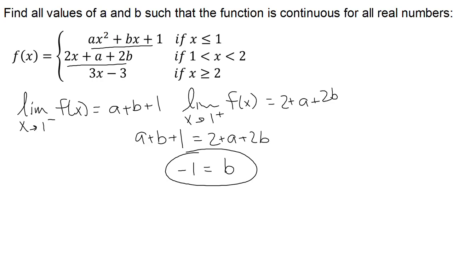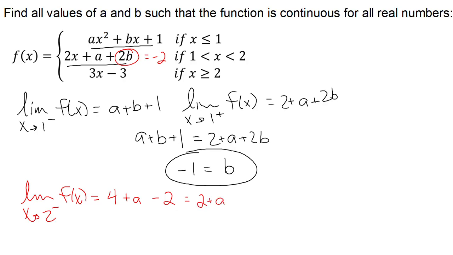And so when I do my limits for 2, I can remember that 2b is actually equal to -2, right? So we can say the limit as x approaches 2 from the left of f of x should be equal to 2 times 2, which is 4, plus a minus 2, or just 2 plus a.